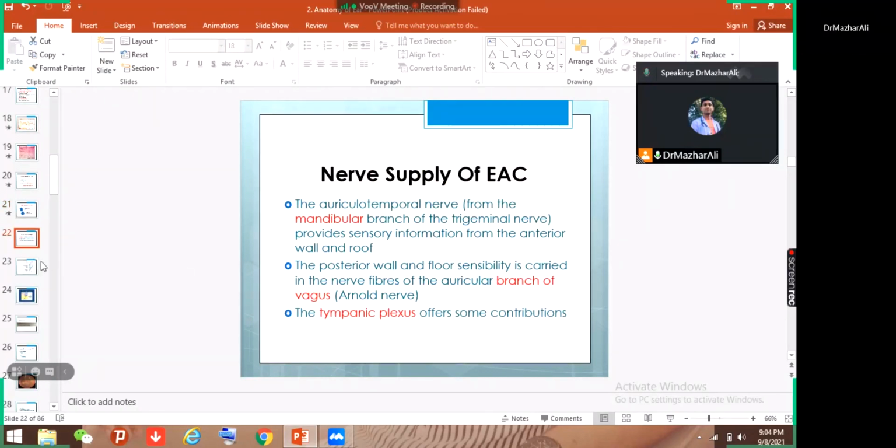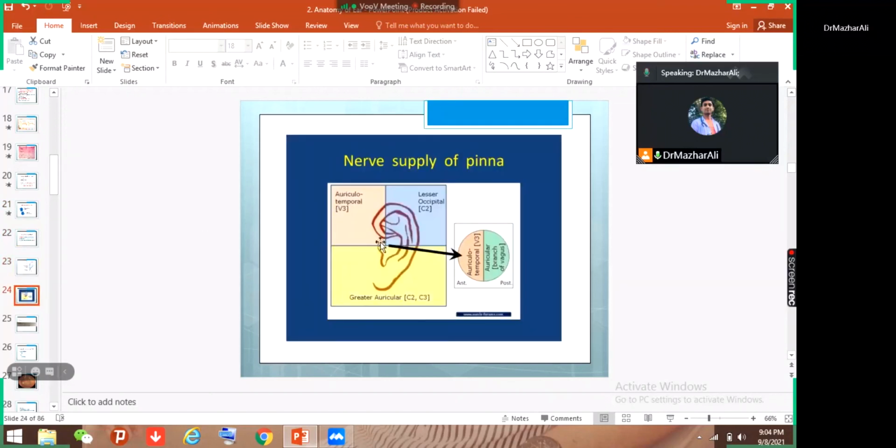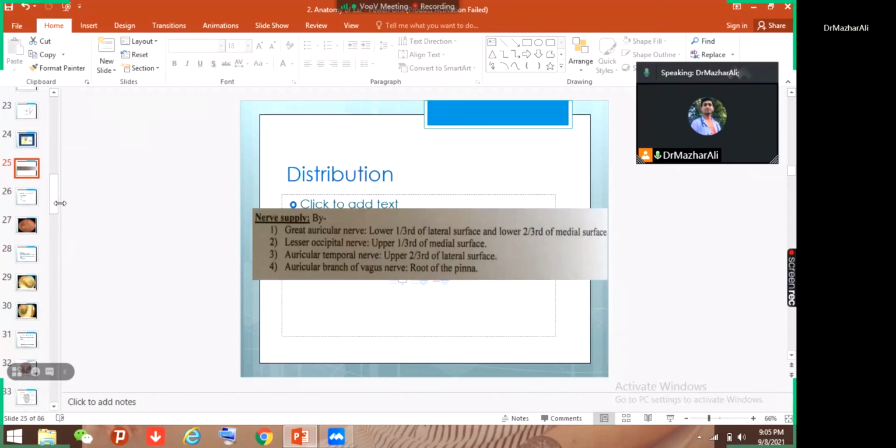Now this is the lymphatic channels, and this is the innervation pathway for the ear. This is the nerve supply of the pinna: auriculotemporal, lesser occipital, greater auricular. This is how your ear contains nerves. And this is the distribution: the greater auricular nerve supplies the lower one-third of the lateral surface and lower two-thirds of the medial surface, and the lesser occipital supplies the upper one-third of the medial surface. So this is how the nerves provide innervation to the ear.